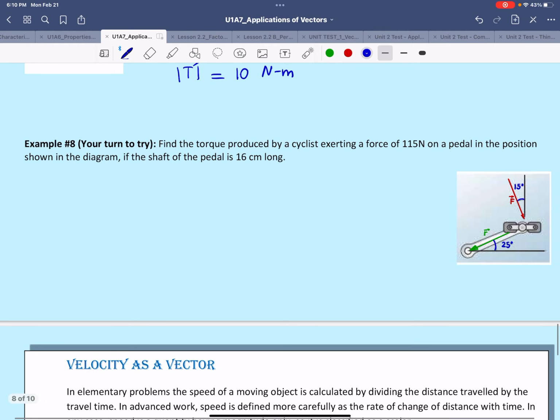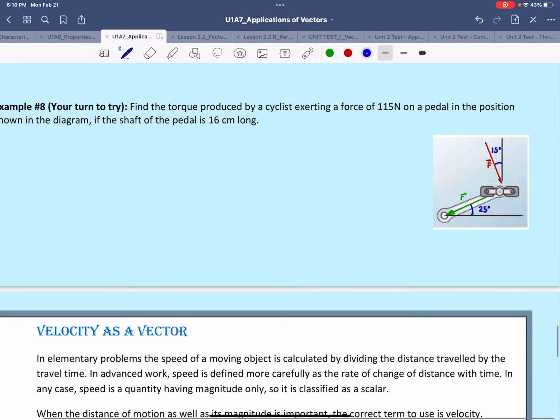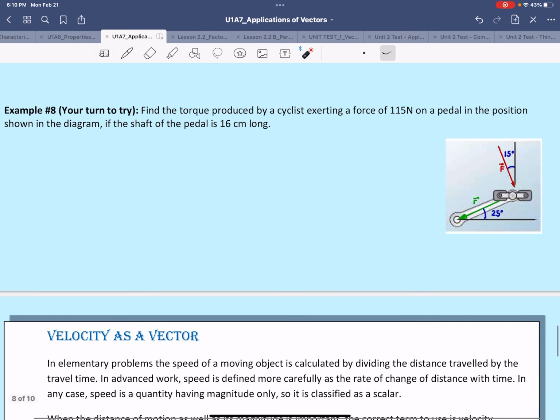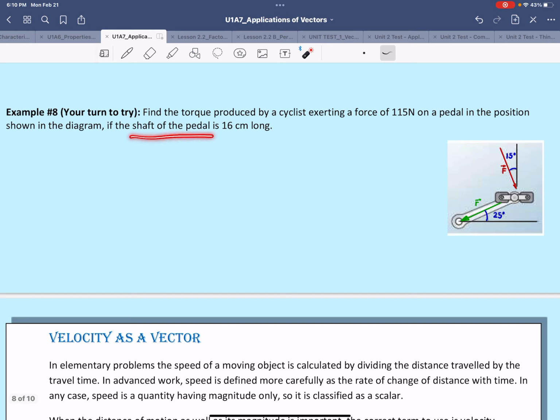So here we have another example. So I suggest you try this on your own. Here I go, I'm going to explain it to you. We have to find the torque produced by a cyclist exerting a force of 115 newtons on a pedal in the position shown in the diagram. Now the shaft of the pedal is 16 centimeters long.